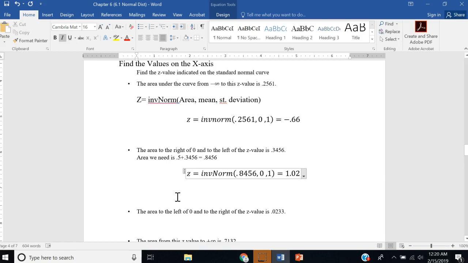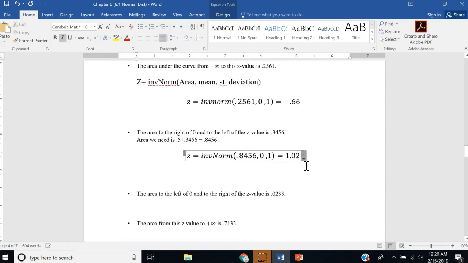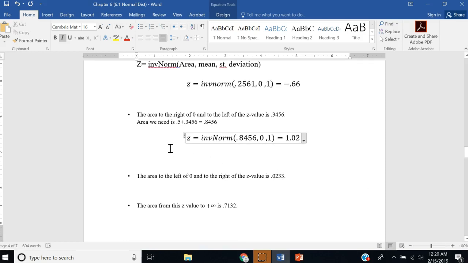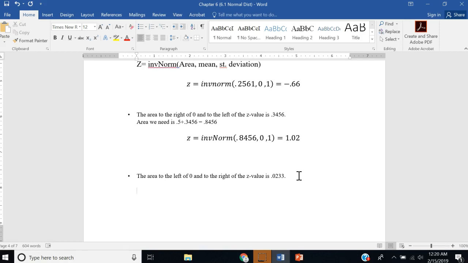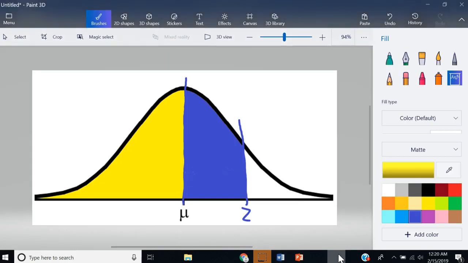And just to reiterate what I was saying, I would have drawn a little picture in here, but it's hard to see on the computer. So that's what I would have done if I were taking notes. Draw a little picture and then write z equals inverse norm 0.8456, which is 1.02. I'm not drawing that picture because I'm using that as my picture.